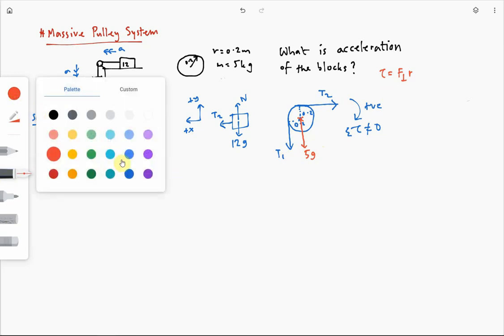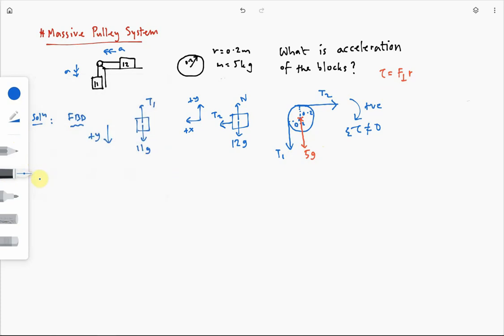Alright, the next step obviously is to write down Newton's second law for each of these objects right here. So for the 11 kilogram box, the motion is only in the y direction, so Fy is equal to may, and let's call ay just a, meaning the acceleration of the whole system will be the same, since they are connected.